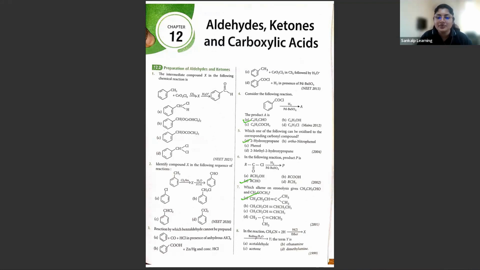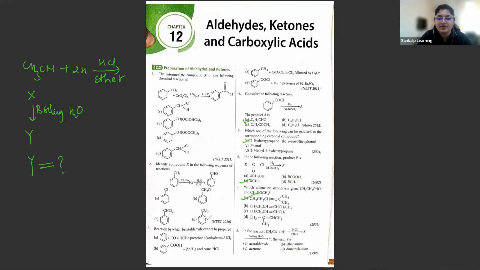Next question. In the reaction, methyl cyanide plus 2H in the presence of HCl and ether gives you X. So I'll write it here: CH3CN plus 2H in the presence of HCl and ether gives you X. This X, further with boiling water, gives you Y. So you have to tell what is Y.